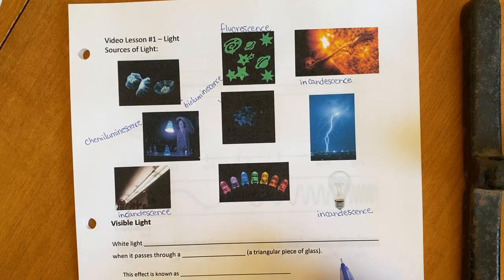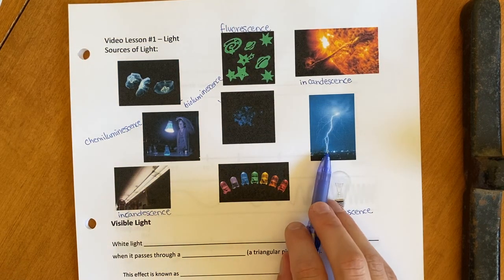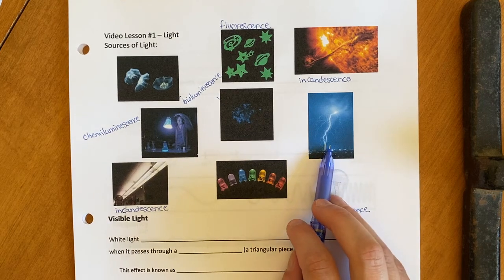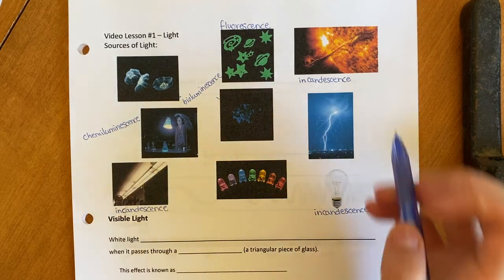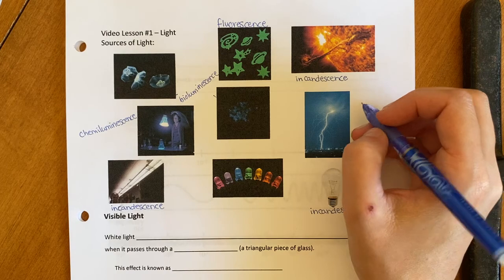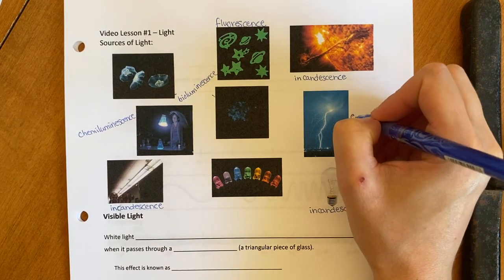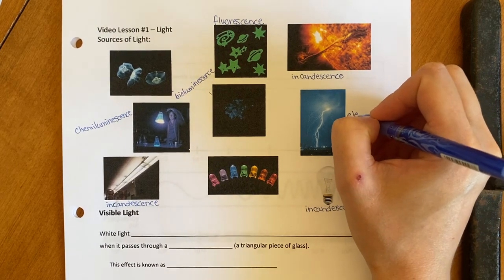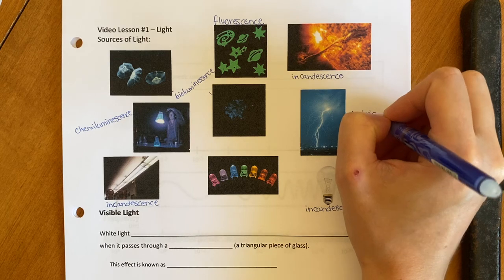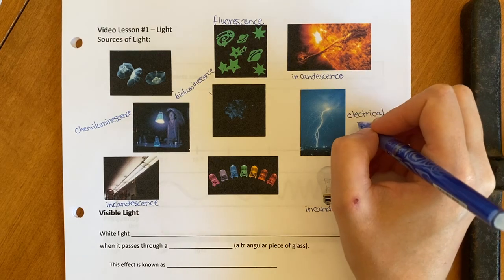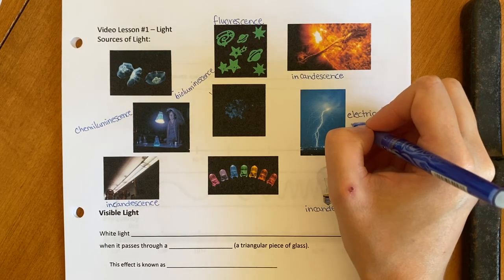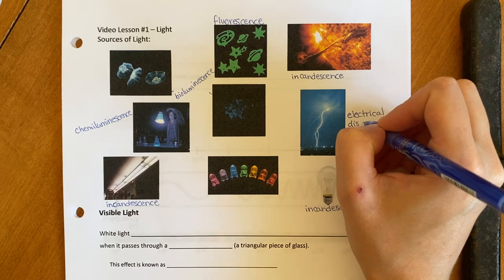We can also get light from things like lightning. So this is also sort of incandescence, but we have specific names for some of these things. So we would call this electrical discharge. So when you see a spark or lightning, it's light from electrical discharge.